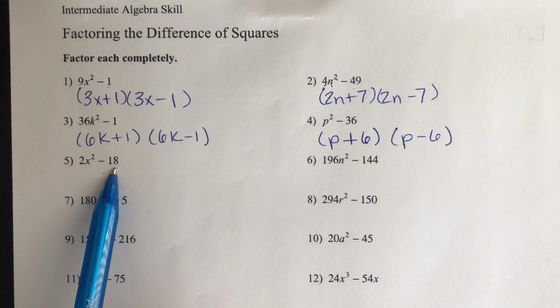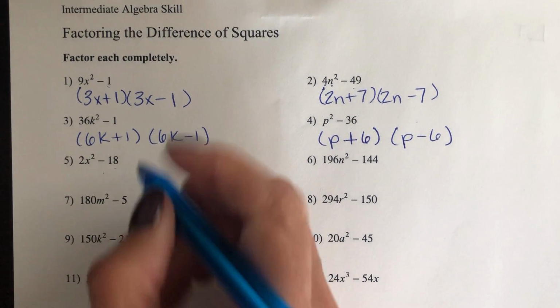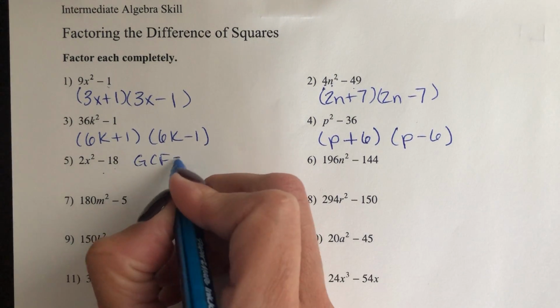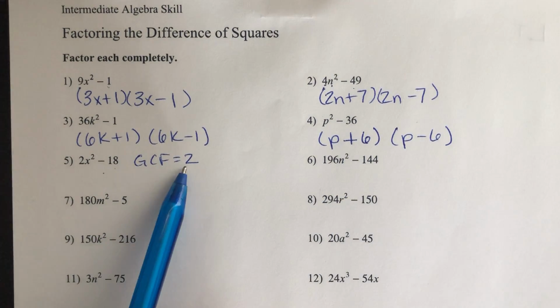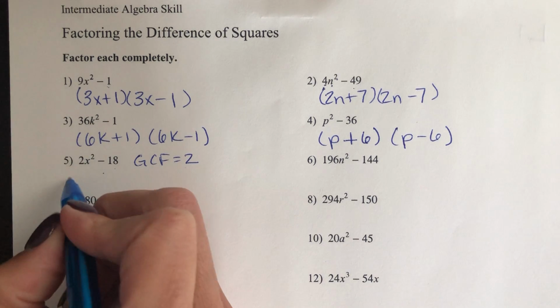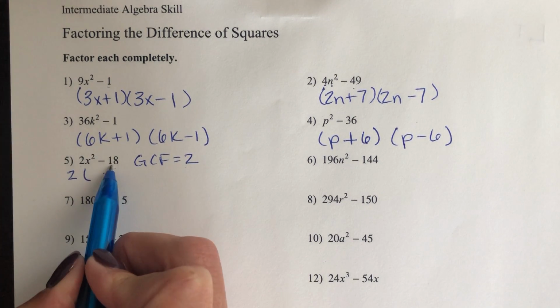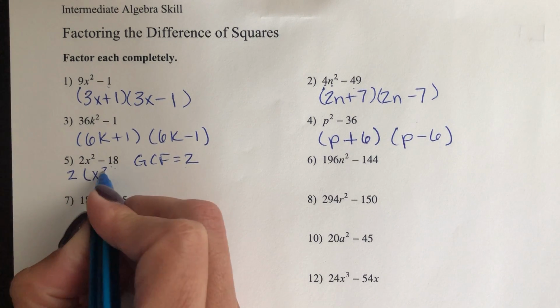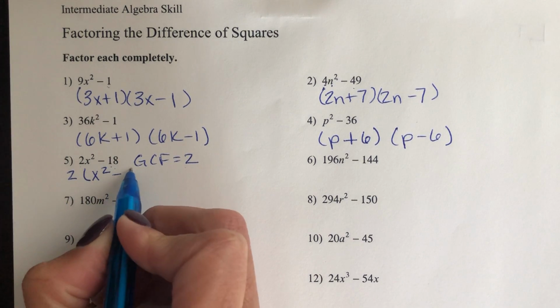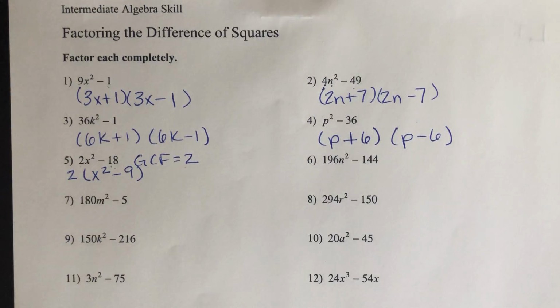Both 2 and 18 can be divided by 2 evenly, so my GCF is 2 for this one. So I'm going to start there. I'm going to take out a 2, factor out this 2. So divide both of these by 2, so that would just be x squared. 18 divided by 2 is 9, so I have that.